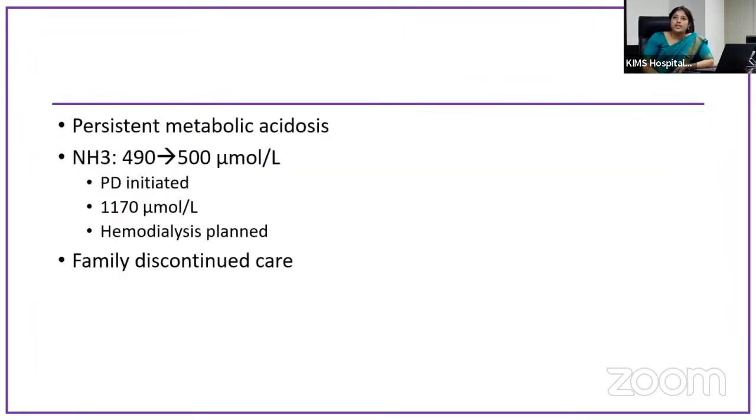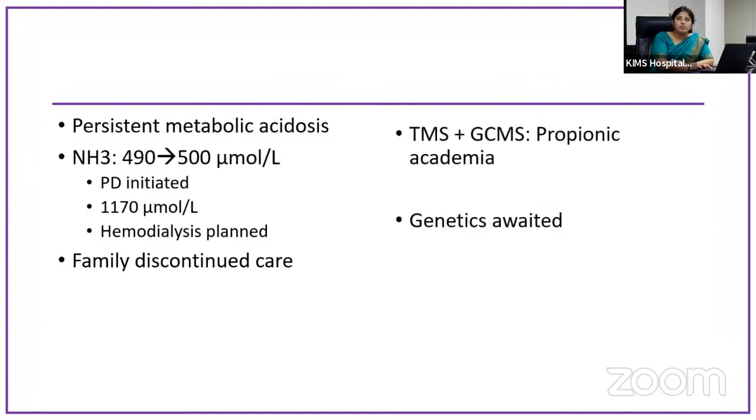Now, unfortunately for this child, even after the treatment for sepsis and measures to decrease ammonia, the child continued to have persistent metabolic acidosis. The ammonia increased from 350 to 490 to 500. Peritoneal dialysis was initiated, but the ammonia still increased to 1170 micromolar per liter. At this point of time, when we know that the peritoneal dialysis is not working, hemodialysis was planned. But unfortunately, at this point of time, the family discontinued care because of the high costs as well as the possible associated morbidity, as well as the acute chances of mortality for this child.